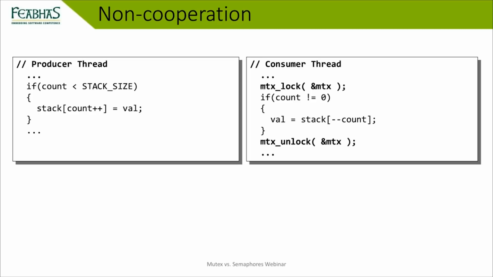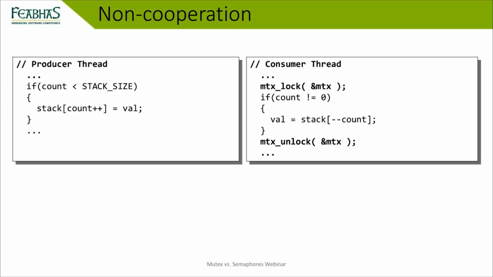mutual exclusion critical region. But on the right-hand side, there's nothing to force me to use the Mutex. So the code on the right-hand side is still accessing that common data, it's accessing the stack, it's accessing the count, but not going through the Mutex API. And how do we enforce it?